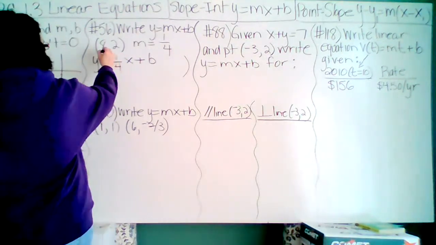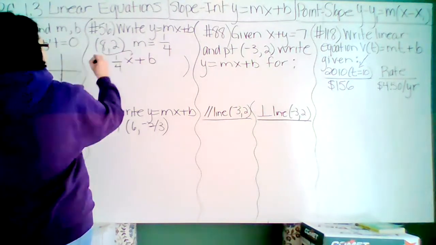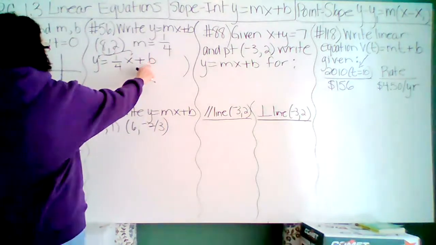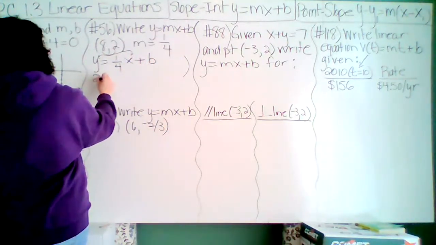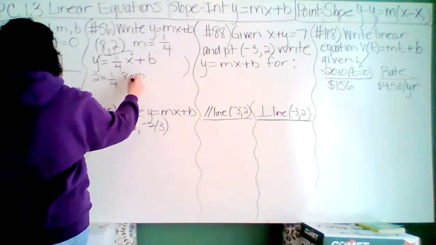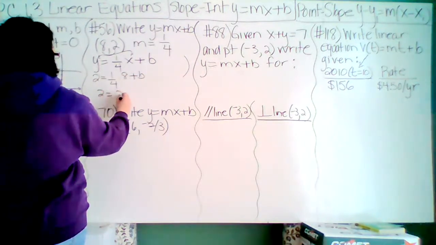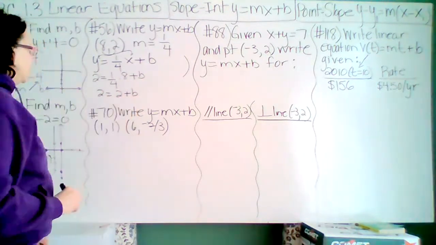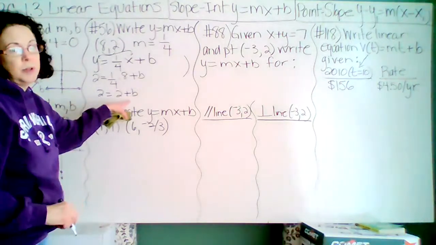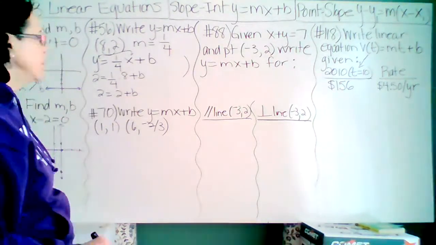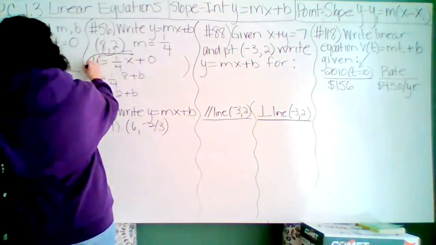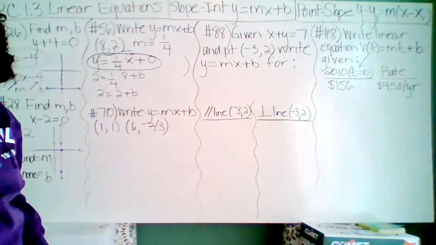So I see what they gave me. They gave me an x, they gave me a y, and I can use those to solve for b and put it right there. So I have 2 equals 1/4 times 8 plus b, and I get 2 equals 2 plus b. Obviously, b has to be 0 because 2 equals 2 plus b, or you could just subtract a 2 from both sides. There we go. There's my final answer. Same thing that I just had.